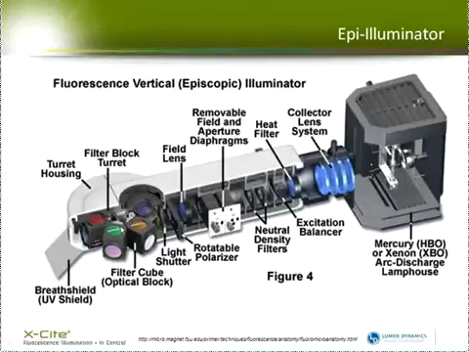And then at the end of this epi-illumination turret here, you have the turret containing the filter cubes. And typically the filter cubes are mounted with 6 or 8 or 10 cubes, and they can be rotated in and out of place when choosing the different dyes that you want to image.